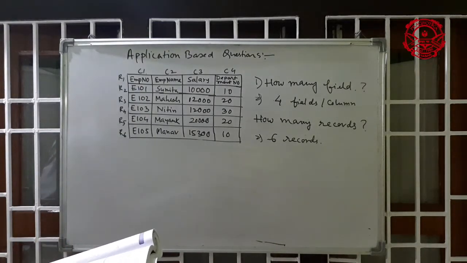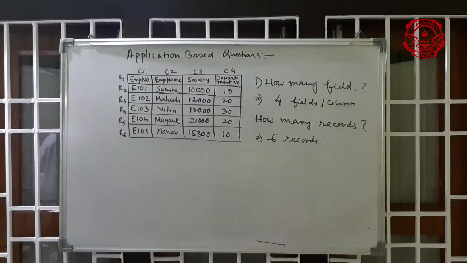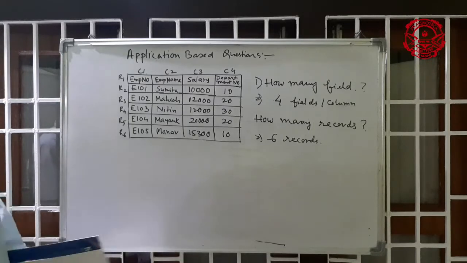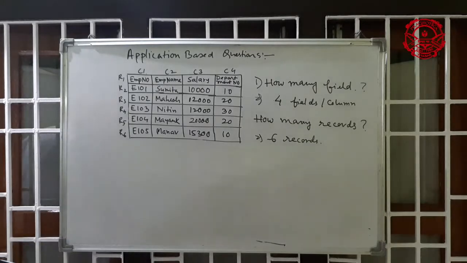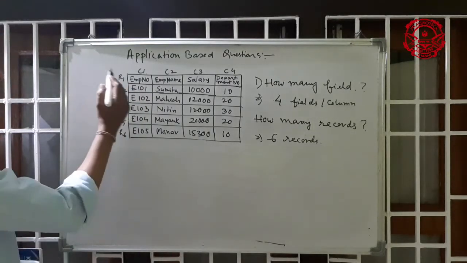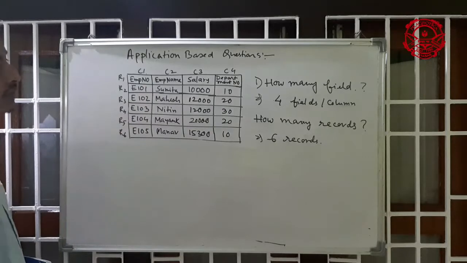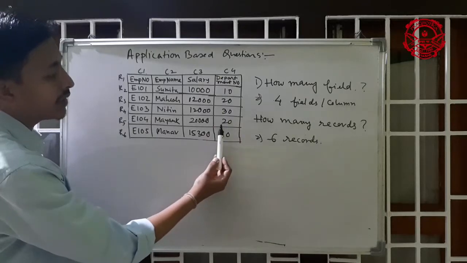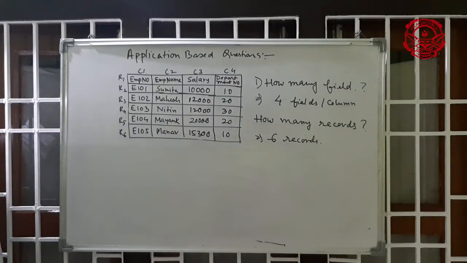Now, the second question is, which field would you suggest as the primary key? And give reasons. Employee number should be a primary key because the employee numbers, you can see, are all unique. The department number is not unique. You can see here 10, 20, 30, again 20, again 10. Means what? Department number is not unique. Okay? That's why EMP number should be a primary key.